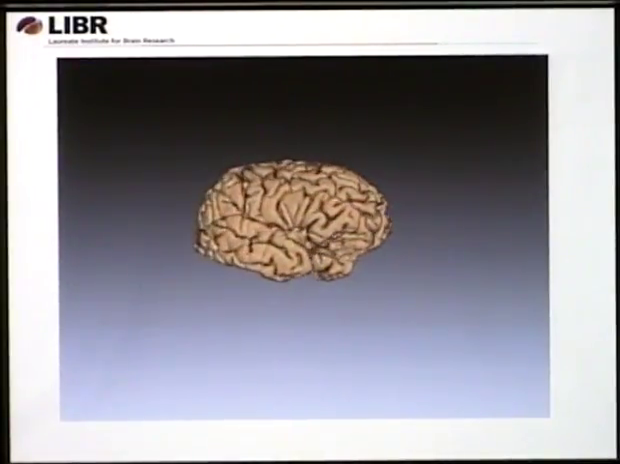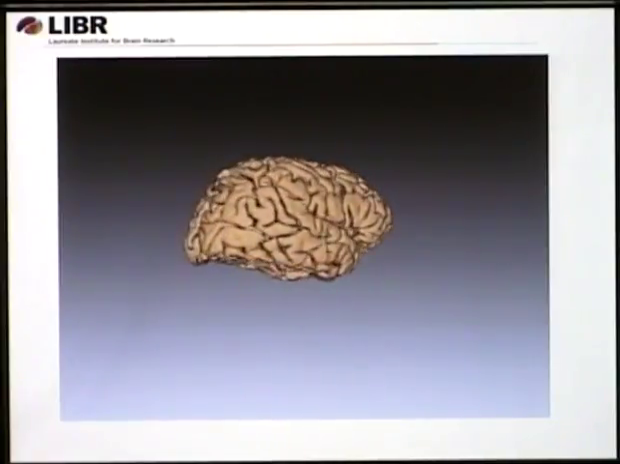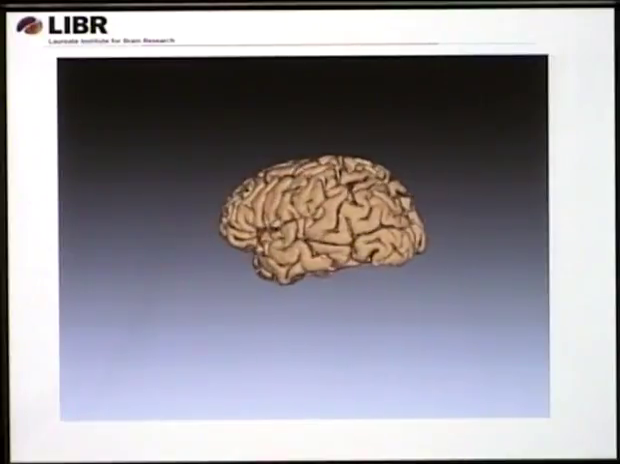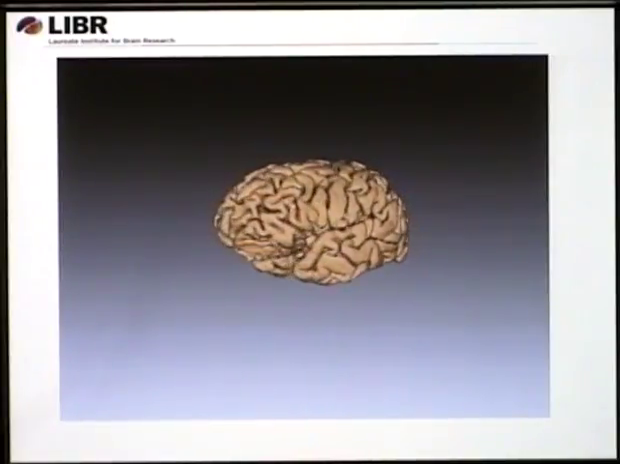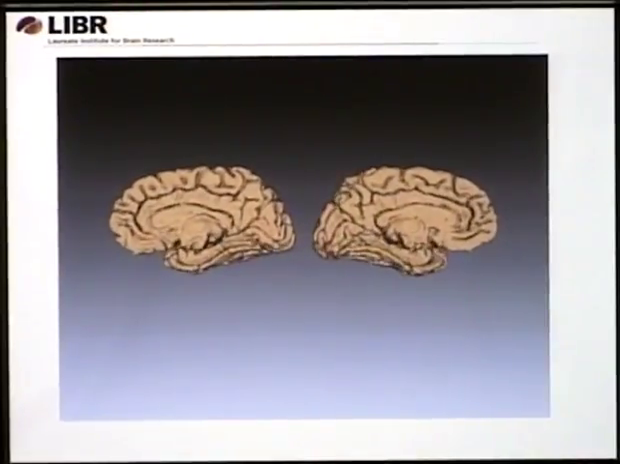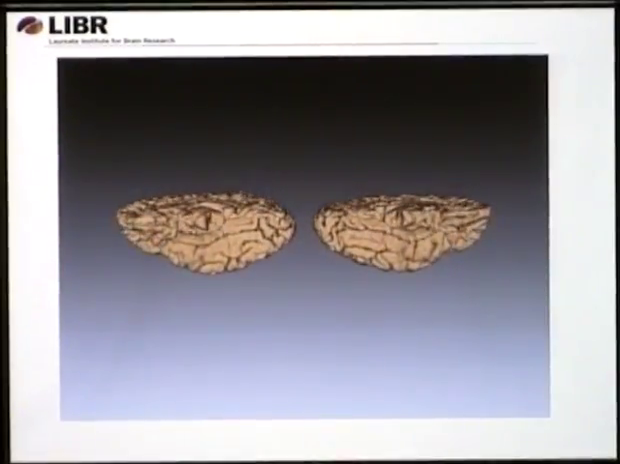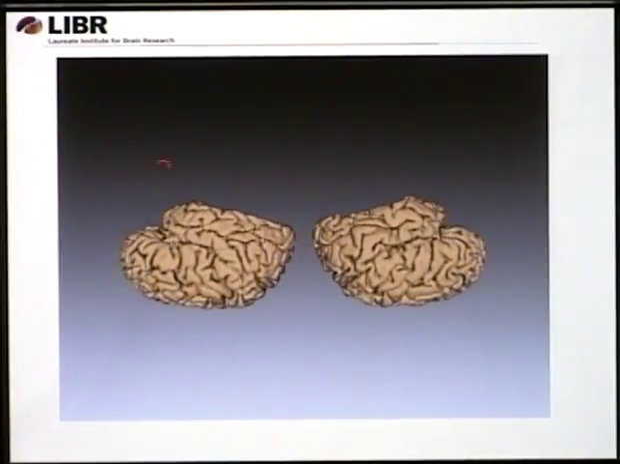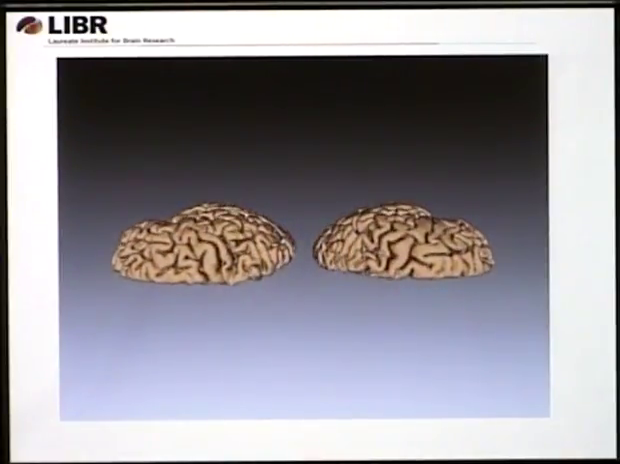So we can produce surfaces, and then we can split them and rotate them. And this is, again, a living brain, data collected from a living person. So it's not like we cut this brain, removed the brain, and then did this with a video or something. This was actually collected about a week ago here at LIBR.